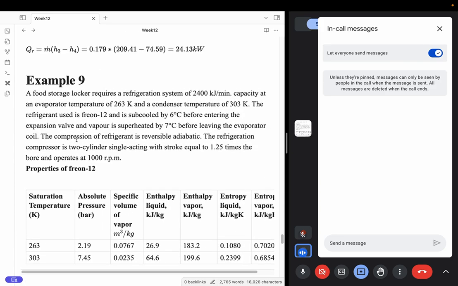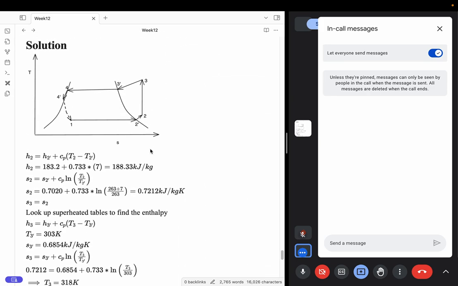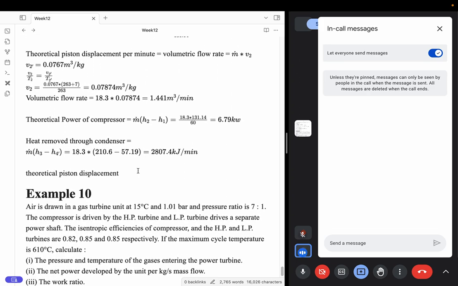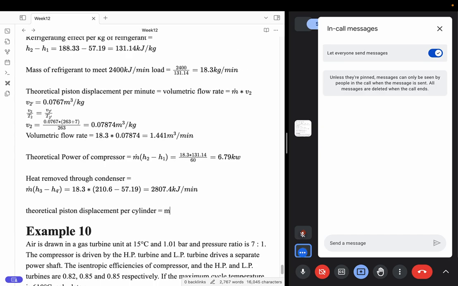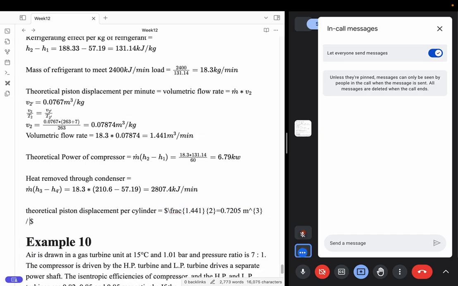It says that the refrigeration compressor is a two-cylinder, which means there are two cylinders. So the theoretical piston displacement per cylinder is straightforward. Since you have two cylinders, all you have to do is divide it by two, and we have already calculated the volumetric flow rate before. 1.441 divided by two cylinders. That is 0.7205 meter cube per minute.